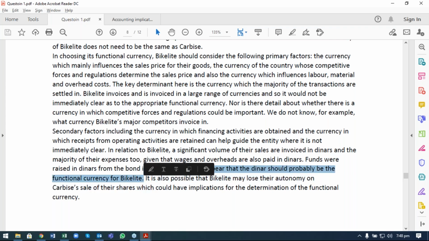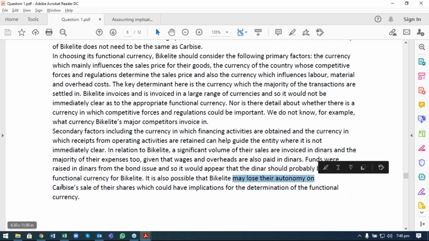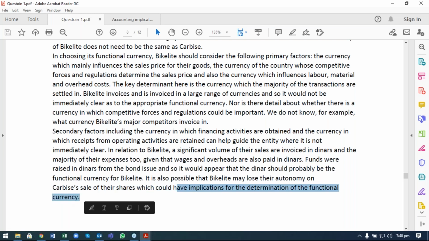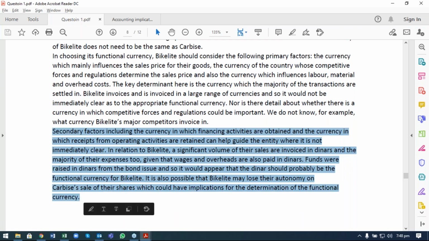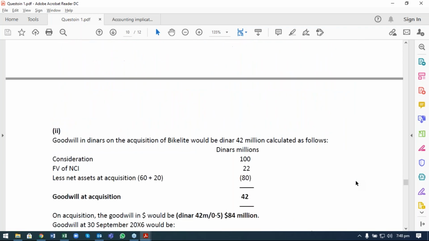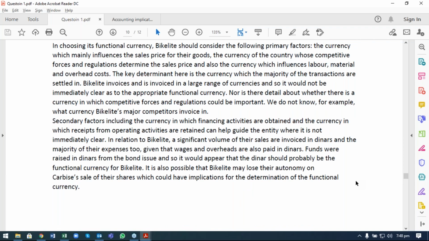That's something you are giving, a clear-cut understanding, a clear-cut conclusion to the examiner. It is possible that the backlight may lose their autonomy on carbide sales of their shares, which would have implications on the determination of the functional currency. So that's another possible criterion. But in this case, you have already identified that dinar is the functional currency, and presentation currency should be dinar of this company. So next requirement comes the next one.